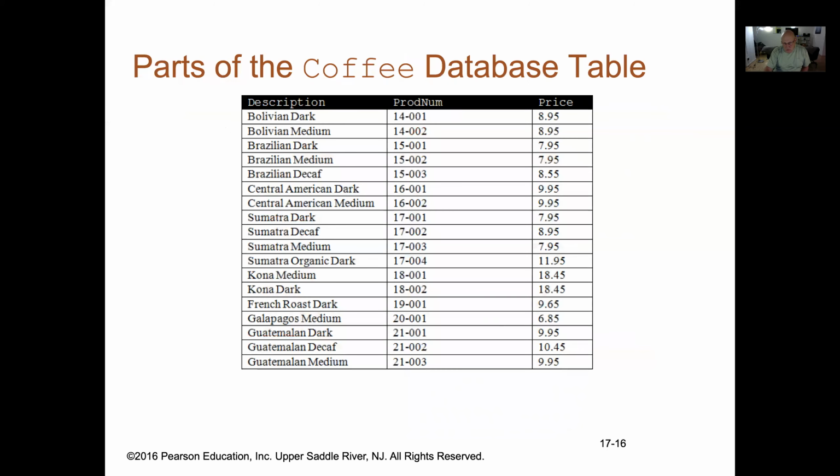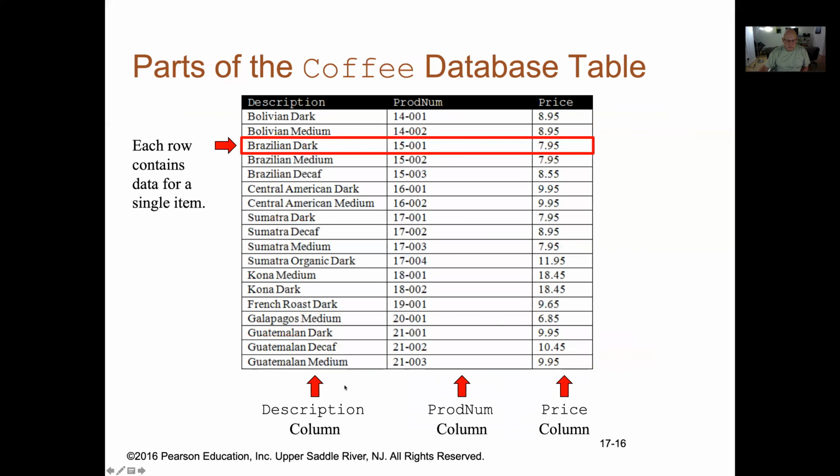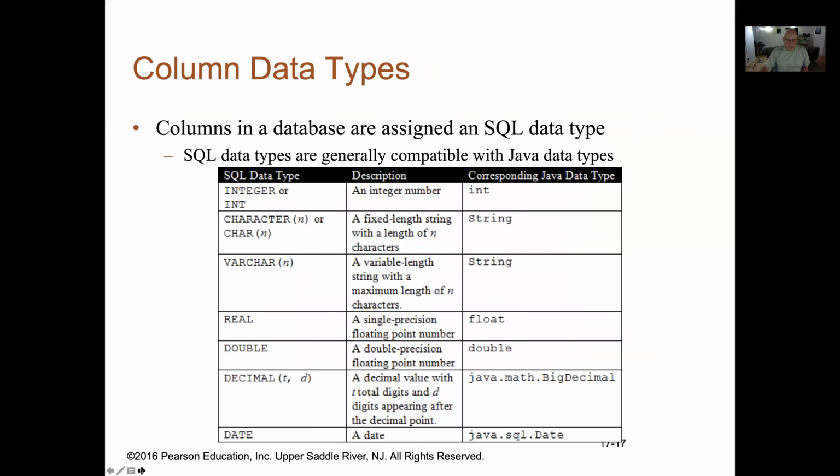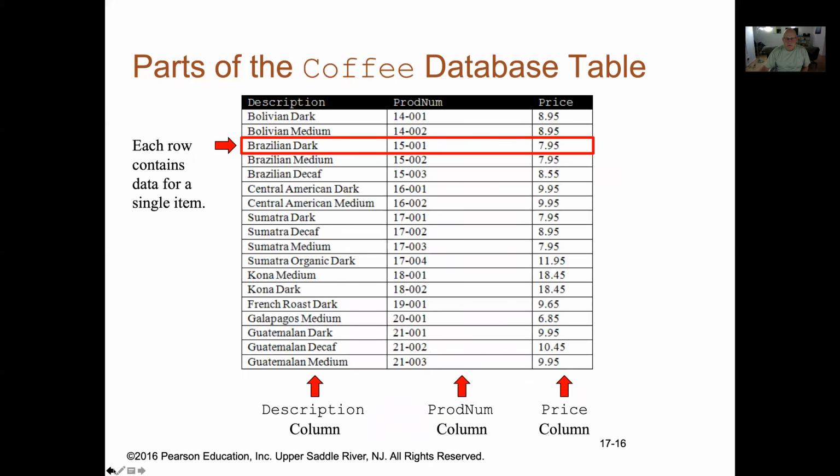For example, this is the coffee database table. You see the description, type of coffee, the product number, and the price. Oh, one too many.